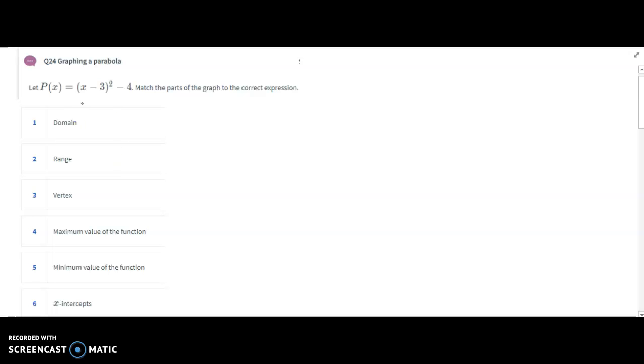So first of all, notice that this is a quadratic function in the vertex form. P of x is equal to a times (x minus h) squared plus k. From that form we know a lot. We know that the vertex, for instance, is (h, k). So for this function it is (3, negative 4).